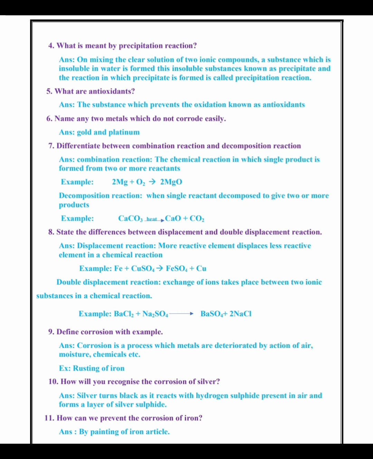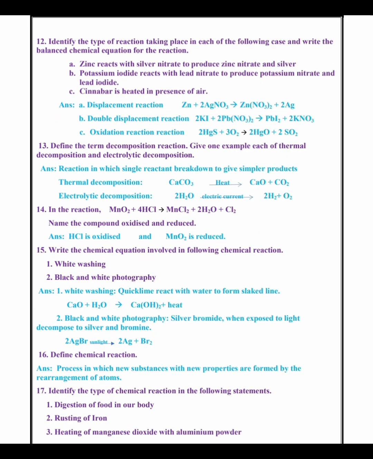Eighth question, difference between displacement and double displacement, along with the answers are there here, not only questions. So corrosion with examples, and how can we prevent the corrosion of iron. You can pause and you can take screenshots here. Next, identify the type of reaction taking place in each of the cases and write the balanced chemical equation.